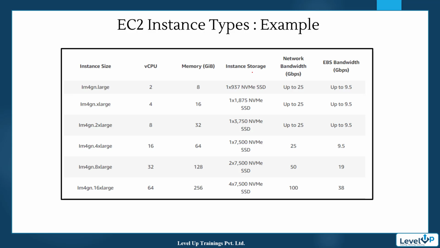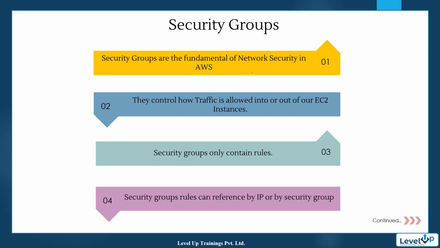There are multiple sizes as well. If you see, there we have large, X large, 2X large. The CPU power is changing, the memory is changing, right? That is about instances. Let me show you guys on the console the different types of instances that we have.